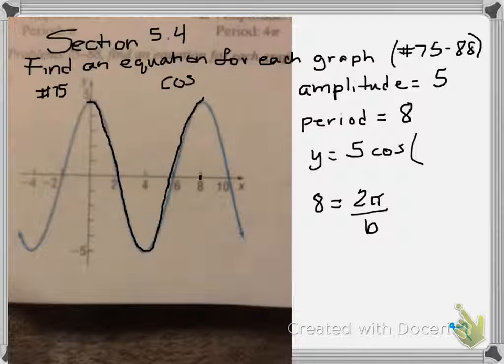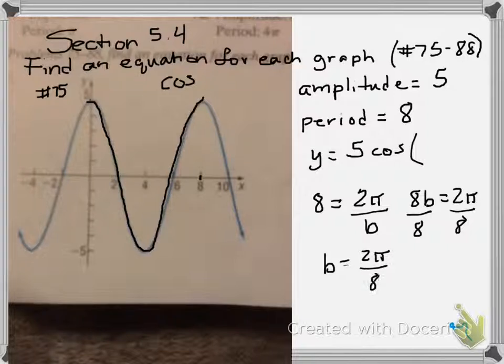I'm going to cross multiply, and I get 8b equals 2 pi. Again I'm solving for b, so I'm going to divide by 8 on both sides, and I get b is equal to 2 pi over 8. Then I have to reduce it, and remember to please reduce if you can. That equals pi over 4. So my b is pi over 4.